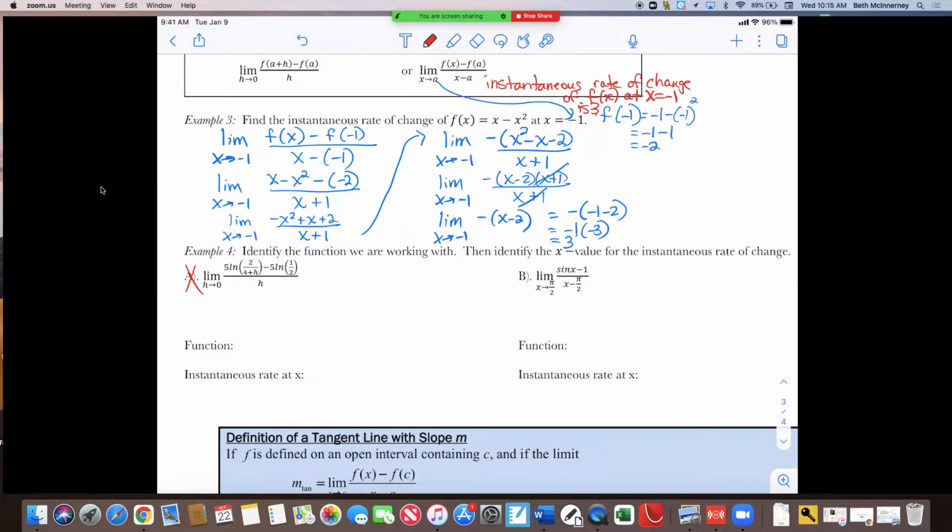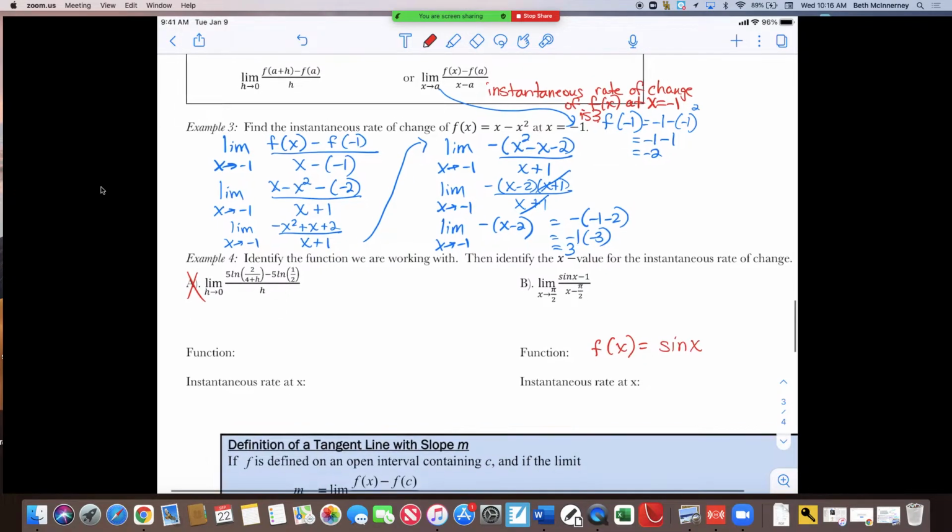All right, Katya, what was f of x? I heard you say it. Yeah, what is it? Oh, I thought you said sine. F of x is sine x, right? F of x is just sine x.